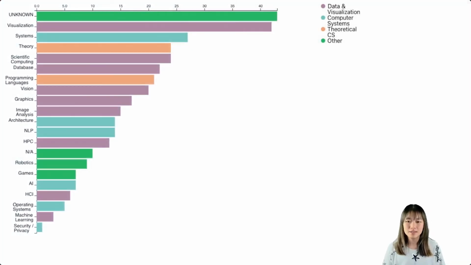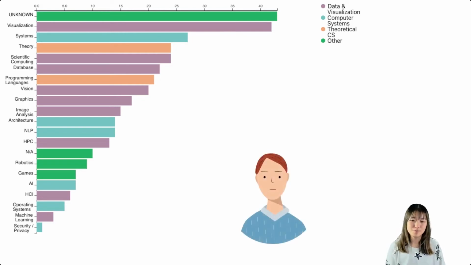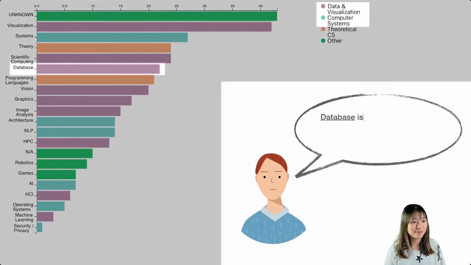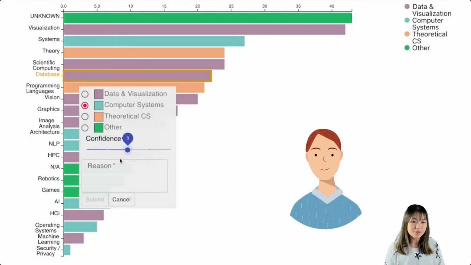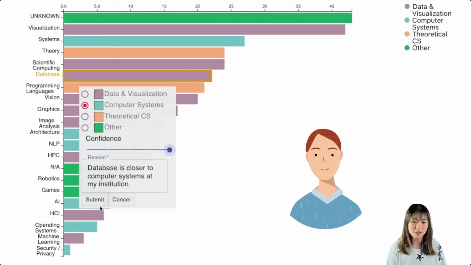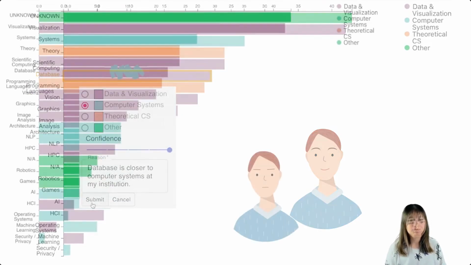We can see how data hunches can be recorded and communicated in our prototype here. We have a bar chart of student research area distribution in an institution. One faculty reviewed the distribution and made the comment, "The database is classified as data and visualization, but I think it should be in computer systems." With our prototype, they can actually record this value hunch in the chart directly.